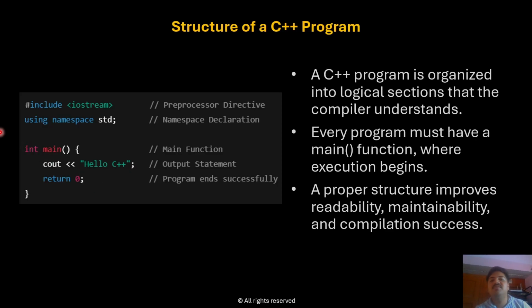Now we will be seeing the structure of a C++ program. Here we can see a sample program and we will be studying it in detail. A C++ program is organized into logical sections that the compiler understands. These are the various sections we will be studying. Every program must have a main function, which is where execution begins. From here the execution begins. Before it we have preprocessor directives and namespace declaration.